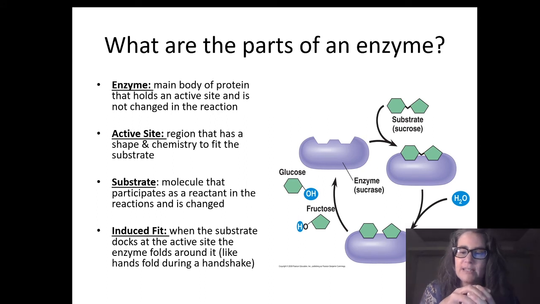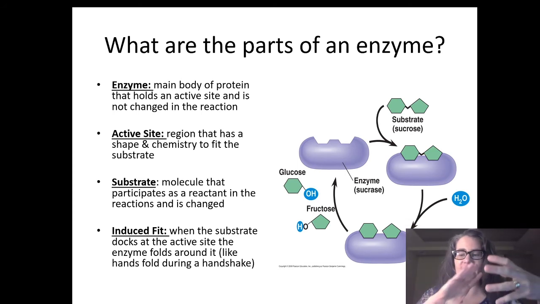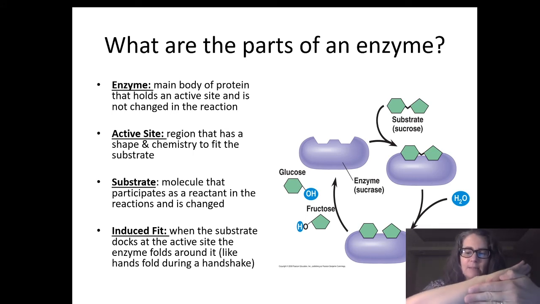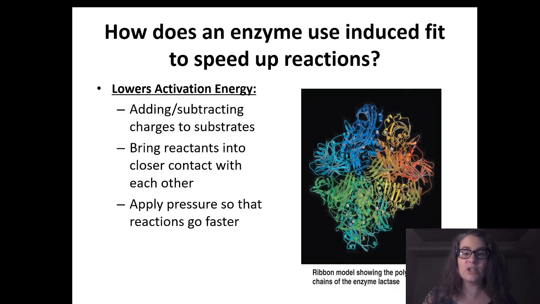When the substrate is docked on the active site, the enzyme actually folds over it to hold it more closely. This is going to help it lower the activation energy, and we call it induced fit, but it's almost like a handshake. When the enzyme and the substrate come together, they don't just pass by each other, but they actually do almost like a handshake where they squeeze one another. And this induced fit allows the enzyme to hold that substrate quite closely.